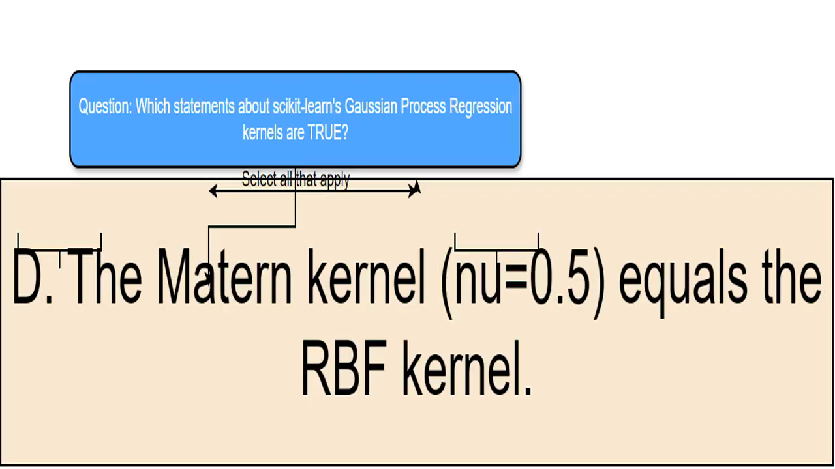The Matern kernel is another type, and it's a bit more flexible. However, a Matern kernel with a nu parameter of 0.5 is not the same as an RBF kernel. They look different mathematically, so this statement is incorrect.